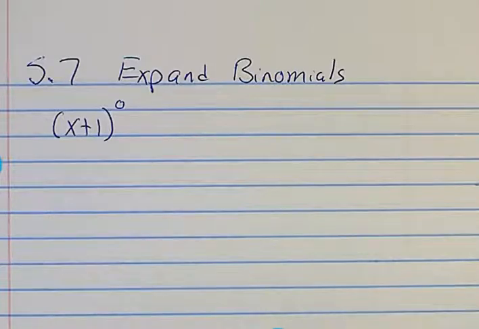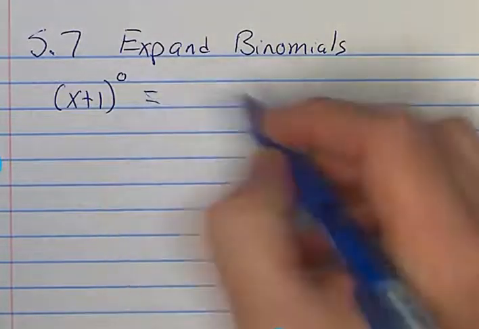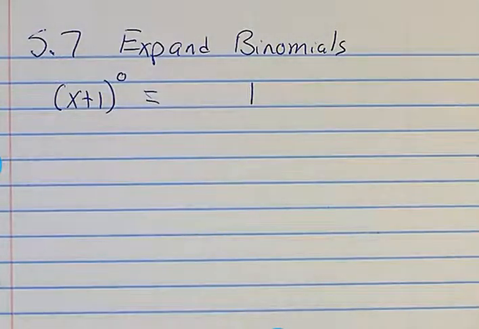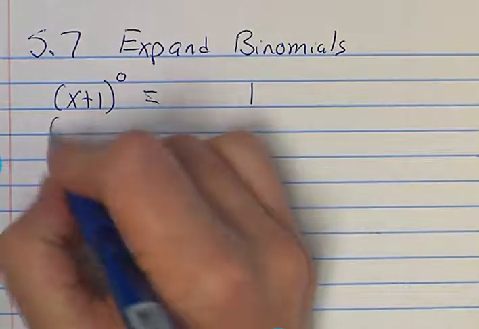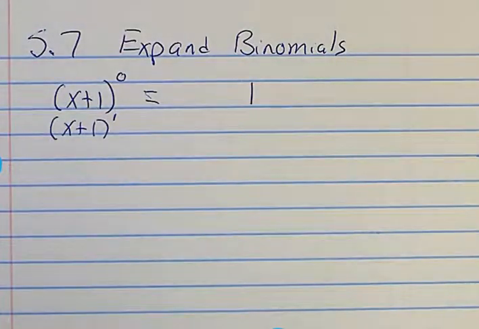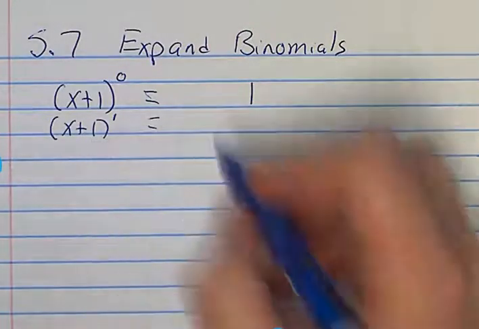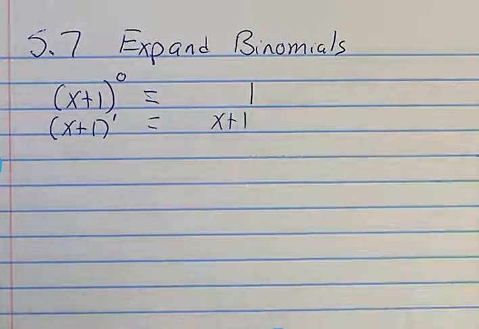So they start off with x plus 1 to the 0 power. Anything to the 0 power is going to make this 1. Doesn't matter what we put on the inside of that. If we had x plus 1 to the first power, if you do something to the first power, it's just going to give you what you have here. So basically this would just be x plus 1.